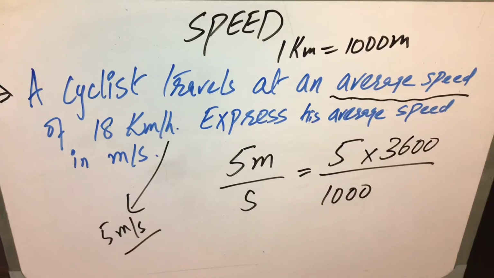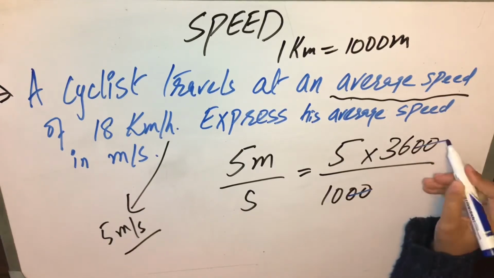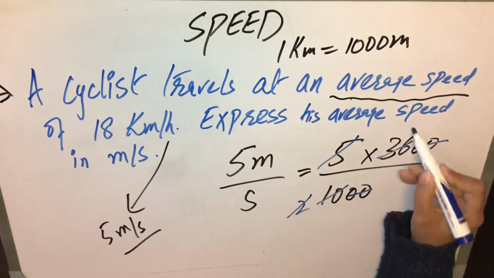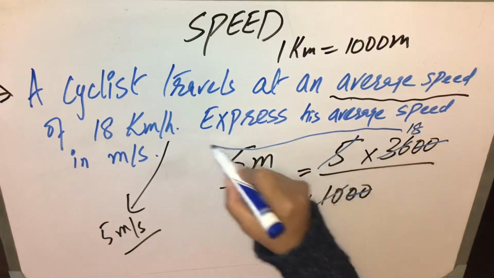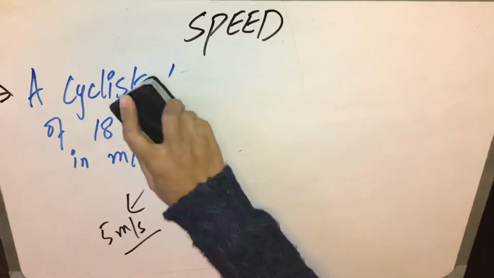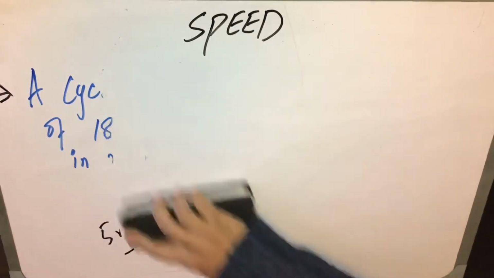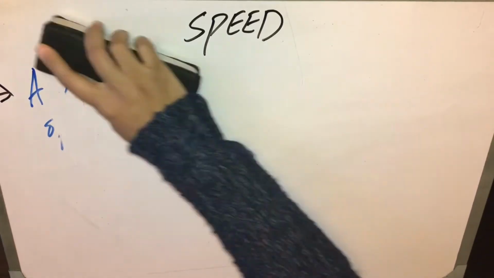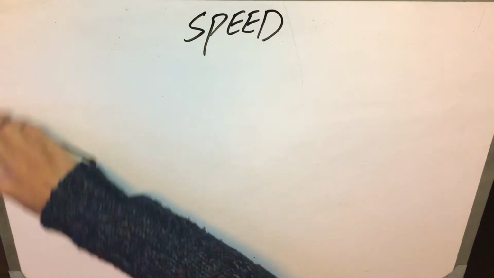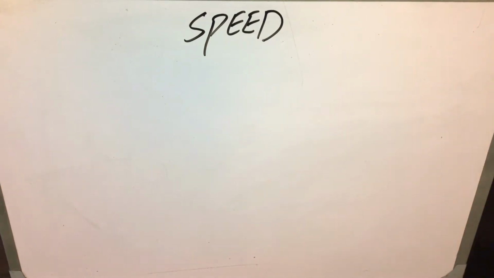Same cancellation, 2 zeros cancel with 2 zeros. 5 1s are 5, 5 2s are 10, and 2 18s are 36, and you can see that 18 kilometer per hour is the answer. So basically when we convert to the smaller unit, we multiply with 1000 and divide with 3600, and when we go to the bigger unit, we multiply with 3600 and divide with 1000.